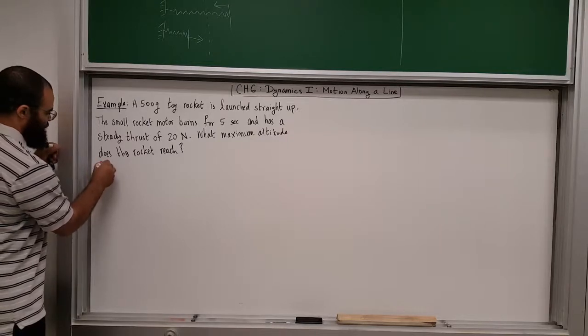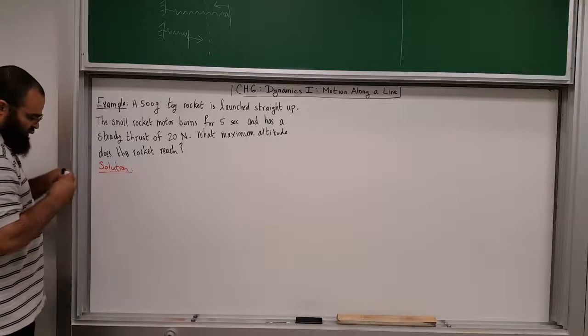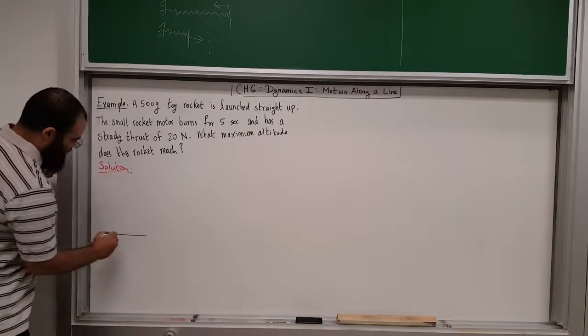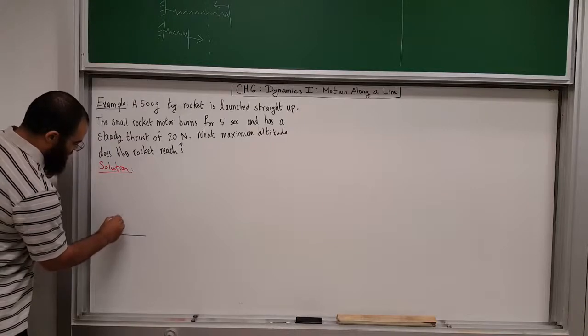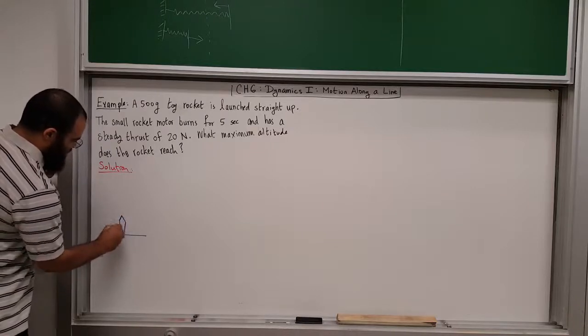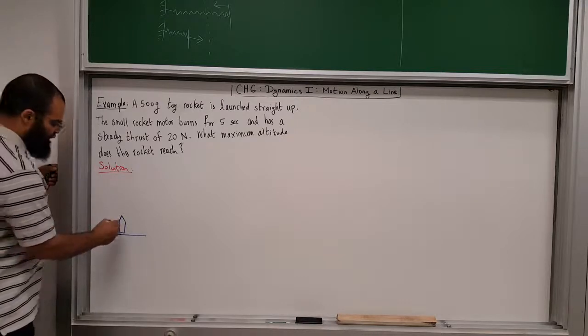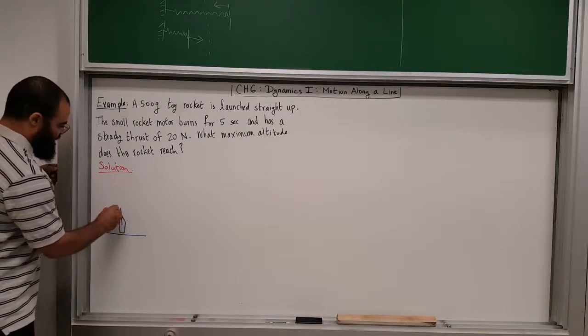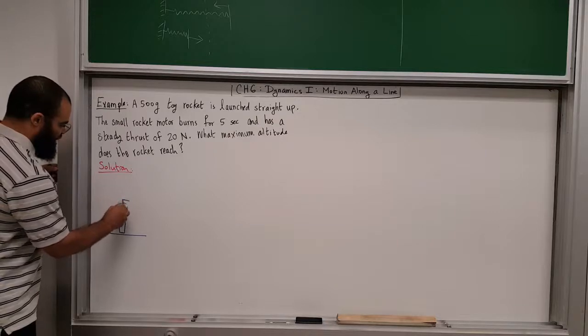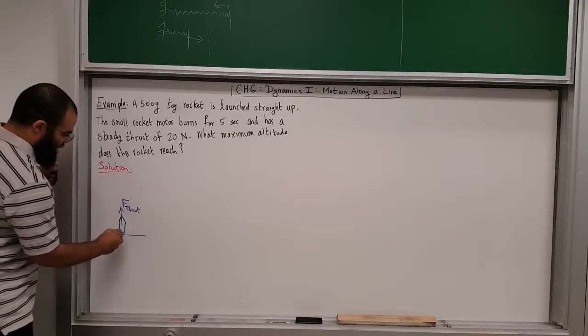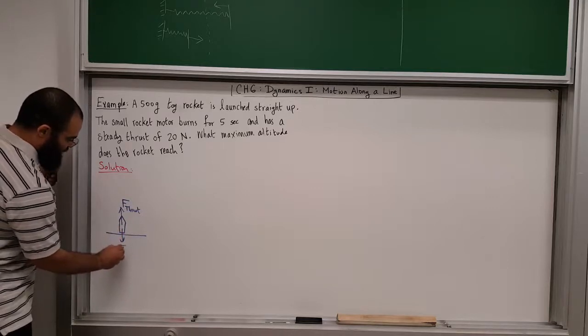Solution. So our rocket starts here, at the ground. Let's draw it like that. The motor thrusts for 5 seconds, so it will give it a force this way, F thrust, upward. And then, of course, there is gravity, the force of gravity downward.